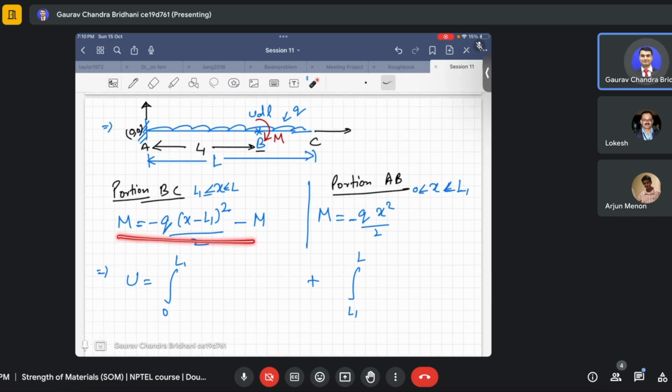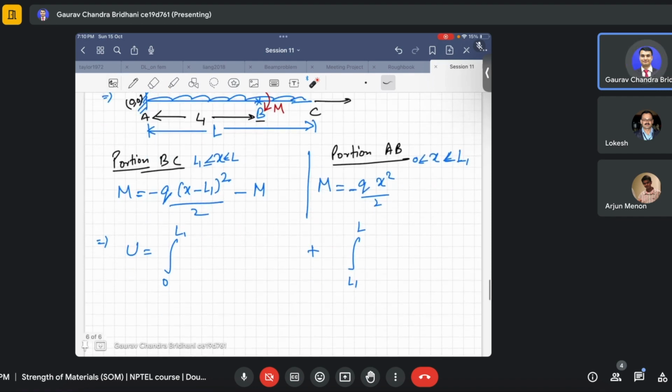So we had written the bending moment equation for both the portions, and now what we need to do is just find our strain energy U. As you know, we have different equations for the bending moment, so, to avoid confusion, I will write MB, the same symbol as the professor is using. So here it will be MB square dx by 2EI, and here also it will be MB square dx by 2EI.